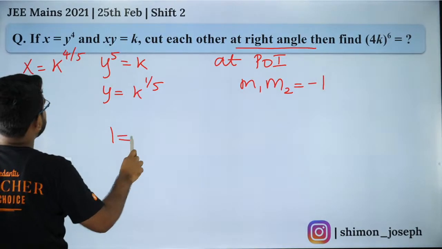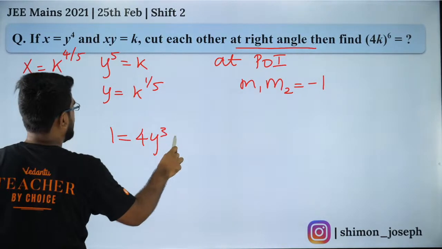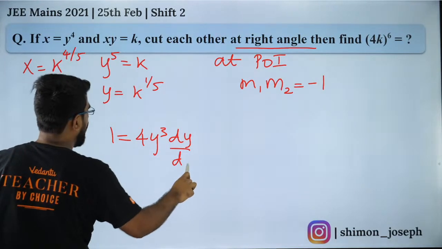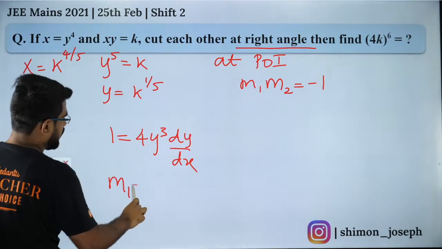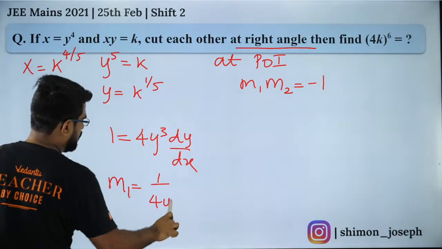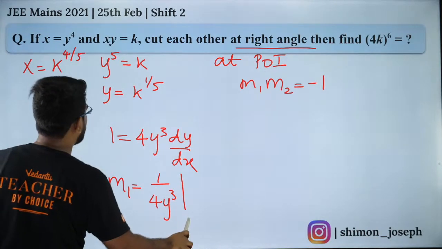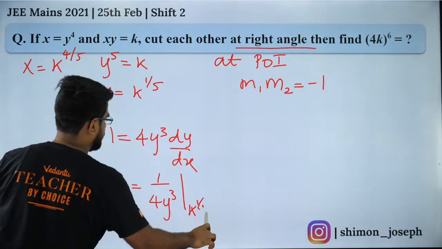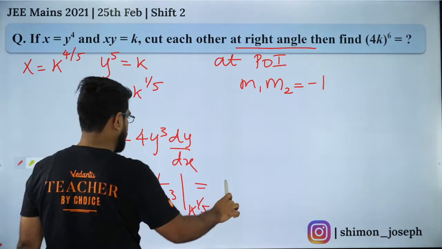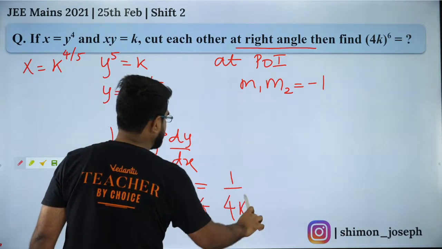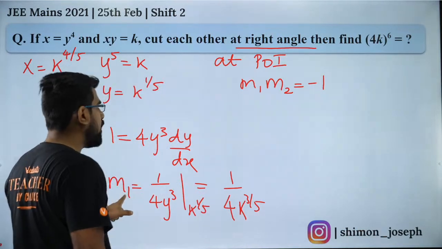Derivative is 1 is equal to 4y cube dy by dx. So the slope of the first curve is equal to 1 by 4y cube, and I will find it at which point? k to the power 1 by 5. So that is your y, right? So it will be 1 by 4 k to the power 3 by 5. So that is your slope of 1.